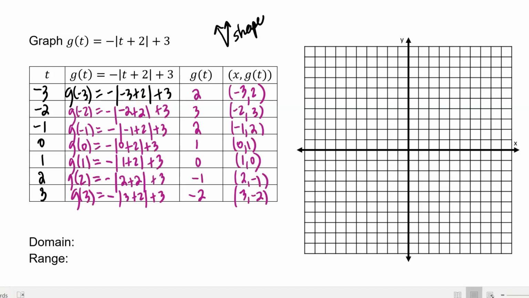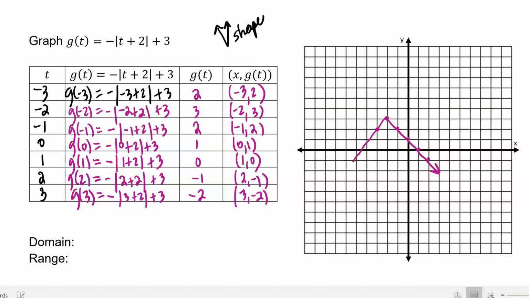Alright, so go ahead and check your points now. What I'm going to do is proceed by plotting the points. We have (-3, 2), (1, 2), (3, 2), (-2, 3), (-1, 2), (0, 1), (1, 0). And as you can see, the right leg of the V is forming here. So I'm going to stop here. (2, -1) is good. But as you can see, it's doing something like this.